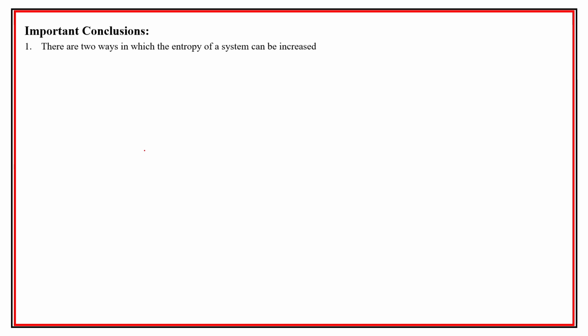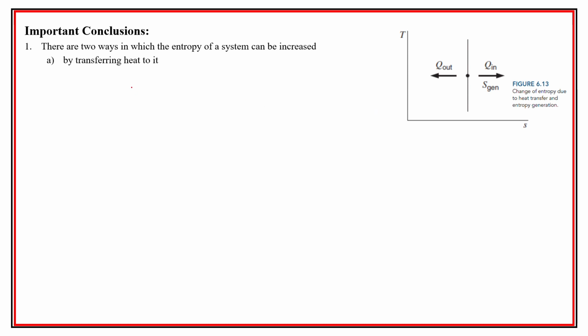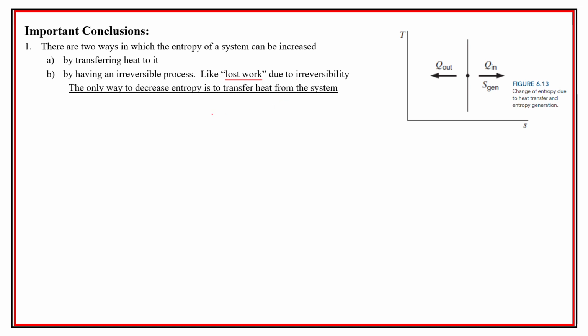So there are two ways in which entropy of a system can be increased. And I put back this thing again. We can transfer heat into the system, or we can have an irreversible process, which can be thought of as lost work. That's what you can maybe connect in your brain, that's what an irreversibility is, that we've lost some work along the way. And the only way to decrease entropy, excuse me, the only way you can do that is to remove heat from the system.